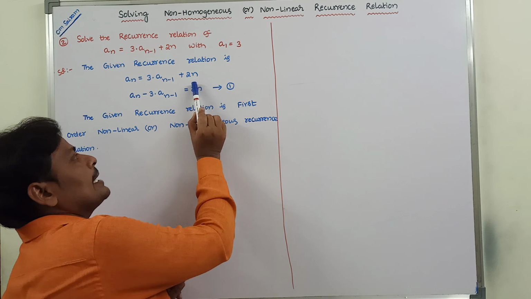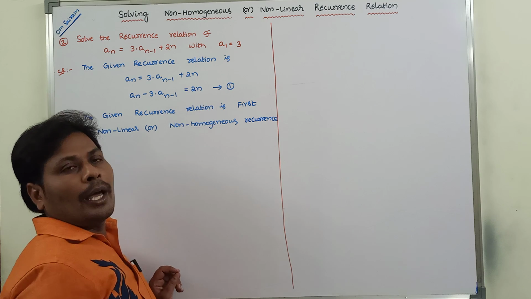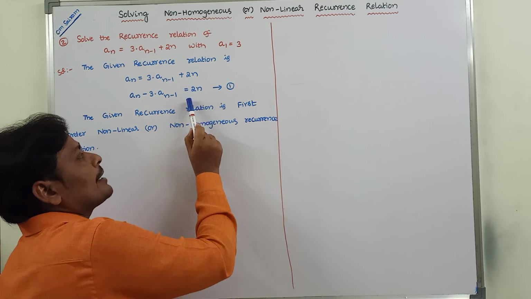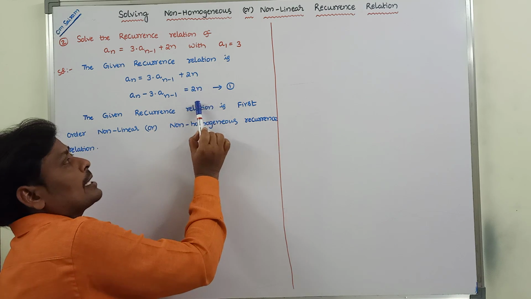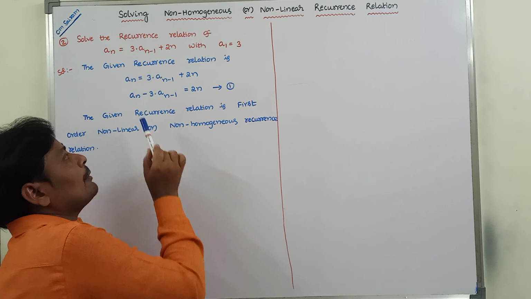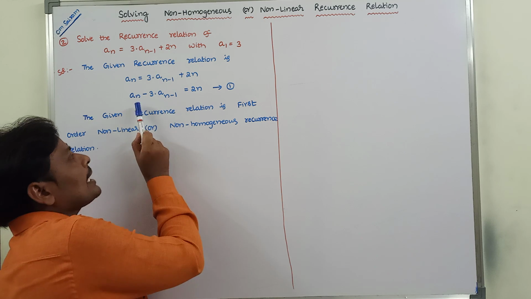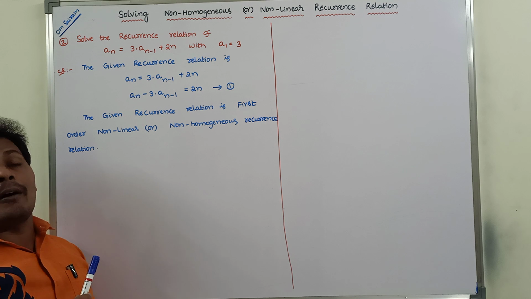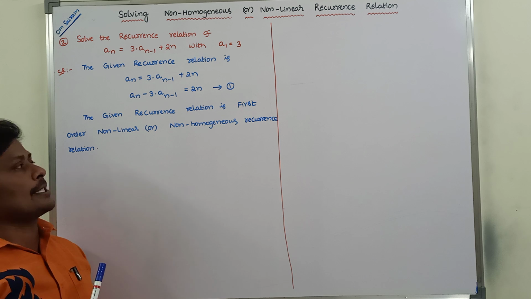Here this is f of n. If the f of n value is equal to 0, we can say that it is a homogeneous recurrence relation. Here f of n is not equal to 0, since 2n is not equal to 0. Hence we can say that it is a non-homogeneous recurrence relation. Here only a suffix n minus 3 into a suffix n minus 1, the n term and n minus 1 term, are there. Hence we can say that it is a first order non-homogeneous recurrence relation.